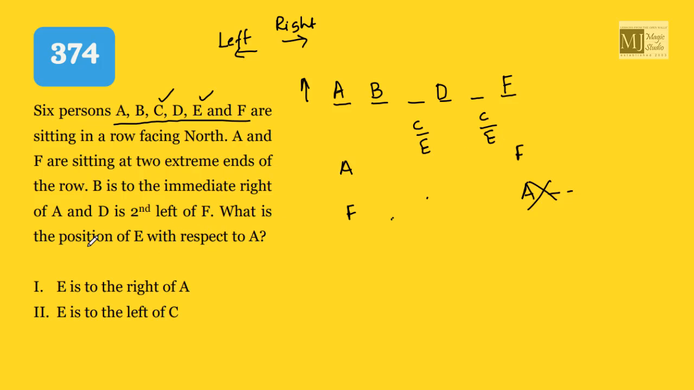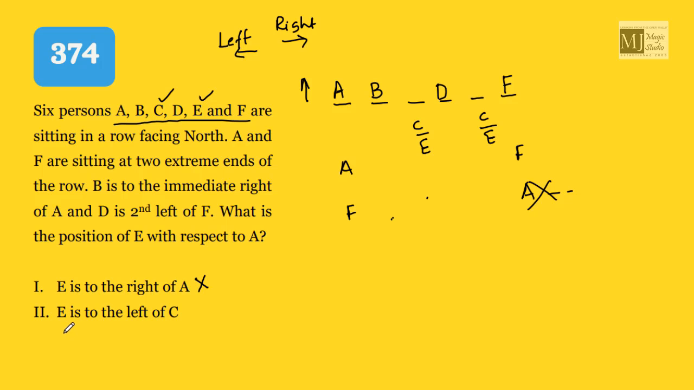Now the question is, what is the position of E with respect to A? That answer we can only give when we exactly know where E is sitting. Okay, now let us take up one statement. Statement 1 says E is to the right of A. Now A is on the extreme left. That means E should obviously be to the right of A, but it didn't give us an indication at which position E is. I don't think statement 1 is sufficient alone to give us the answer.